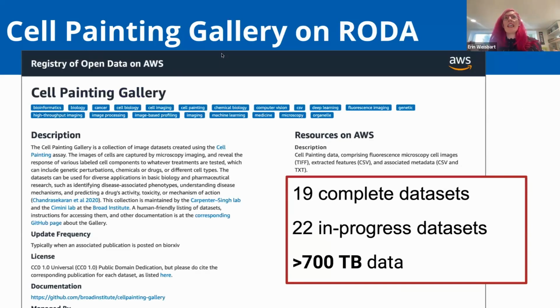The Cell Painting Gallery is hosted on AWS's Registry of Open Data. Many thanks to AWS for hosting this data so that we don't have to pay to host it.